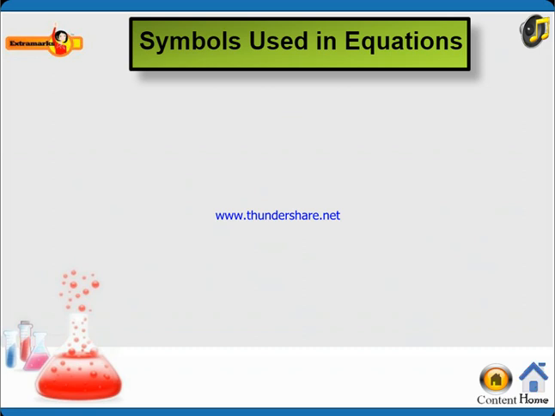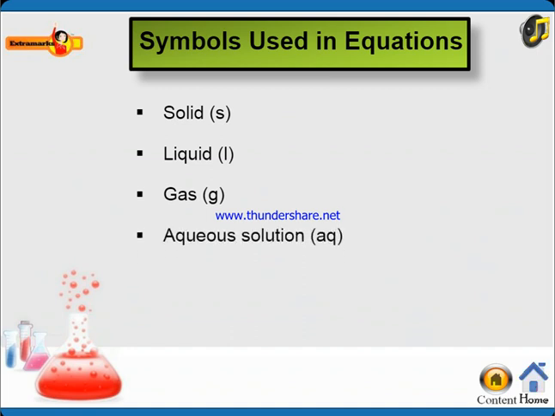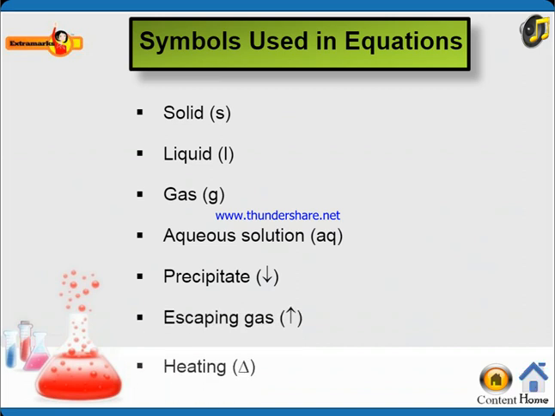There are certain symbols which are used in a chemical equation. S stands for solid state. L stands for liquid state. G stands for gaseous state. AQ stands for aqueous solution. Downward arrow stands for precipitate. Upward arrow stands for escaping gas. And delta stands for heating.